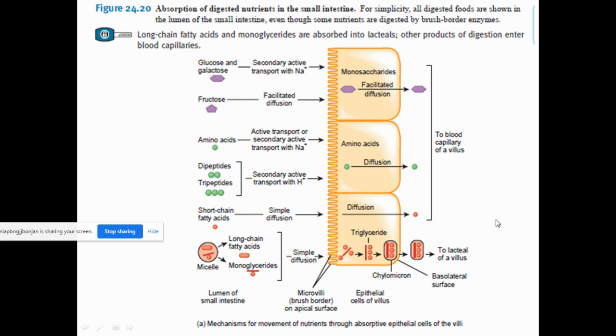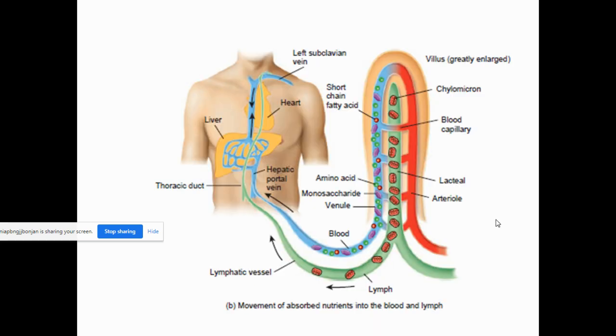So we will move on. Here you can see what happens. Okay, so this is the villi, and you can see the blood capillaries. See how they are transported. These are blood capillaries, and you can see this is the arteriole and this is the venule.